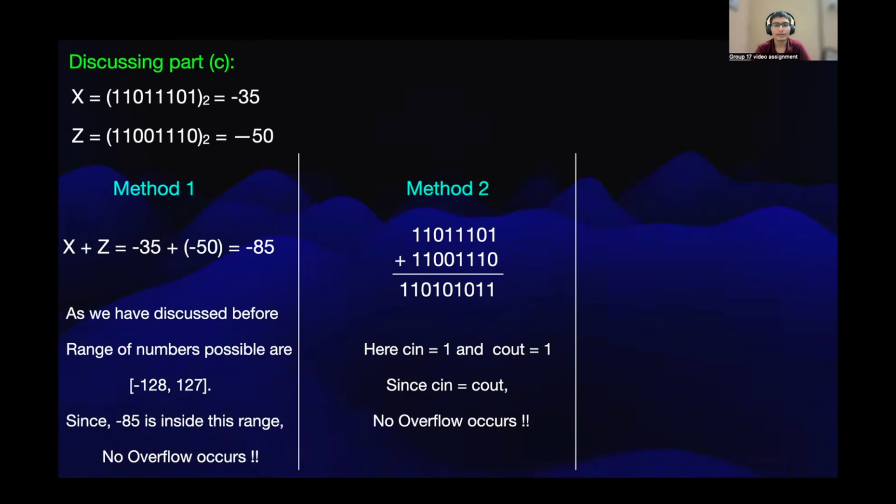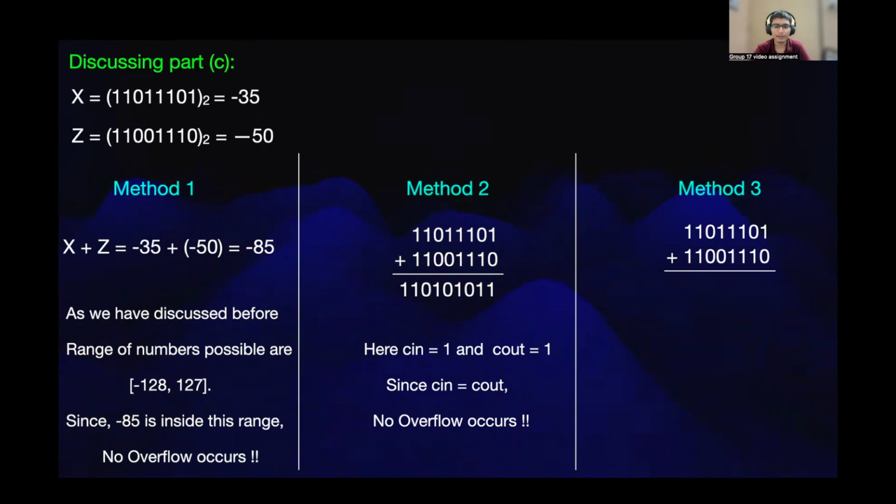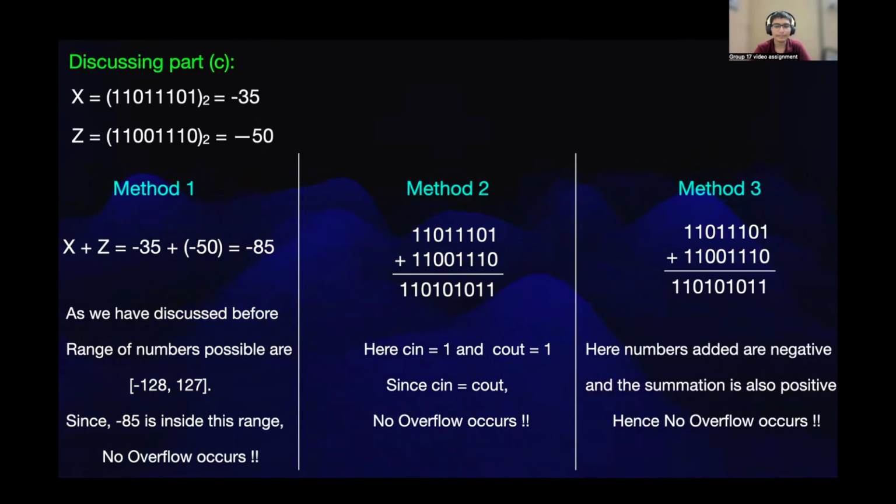Now we are going to discuss method 3. The concept of method 3 is if sum of two negative numbers results in positive number, then it is overflow. For this method, we are again going to add x and z using binary addition as shown below. Here, numbers added are negative and the summation is also negative.